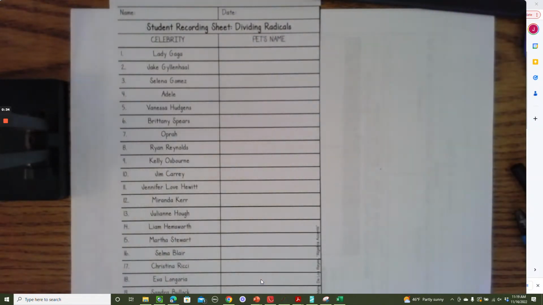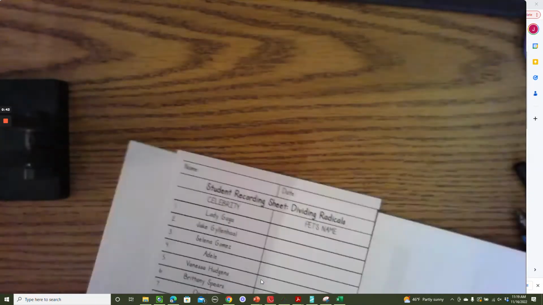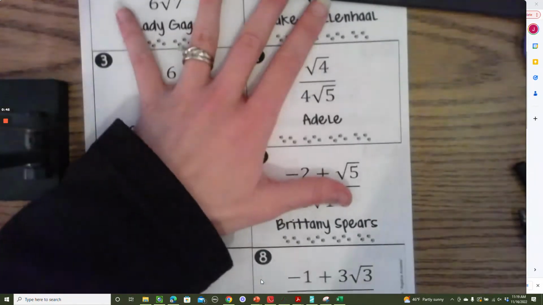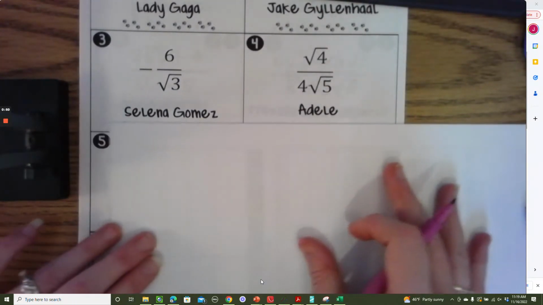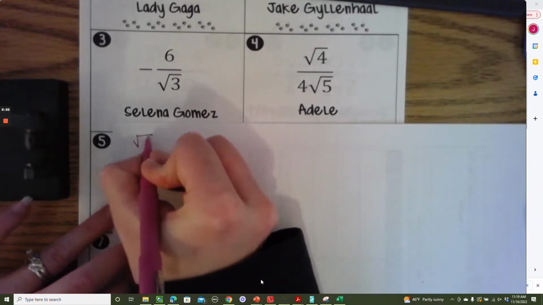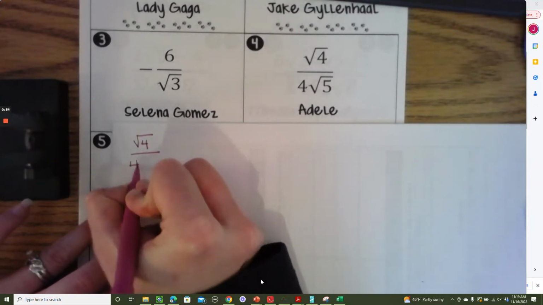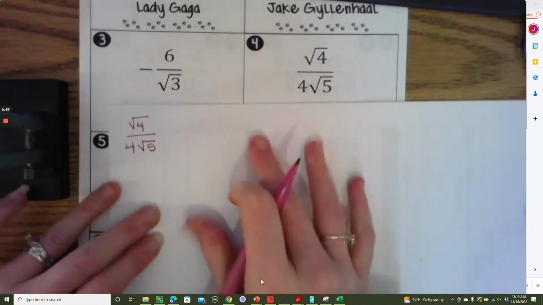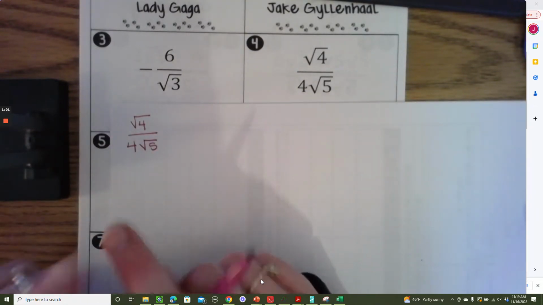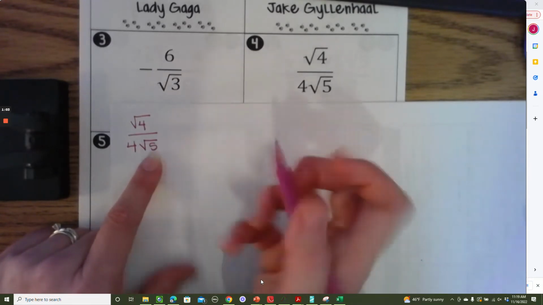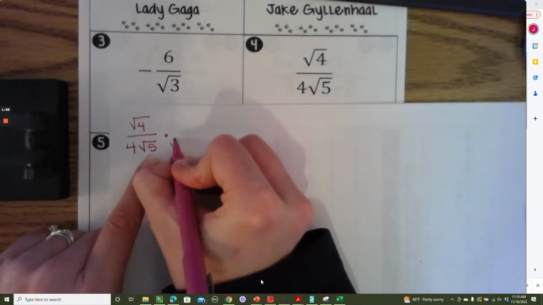Okay, so we are going to start, let me grab my list here. We are going to start with number 4. We're going to look at Adele. All right, so this is what we did yesterday, just a quick little review. Square root of 4 over 4 times the square root of 5. Now, I can multiply by this whole piece, but all I have to multiply by is the square root of 5 in this case.